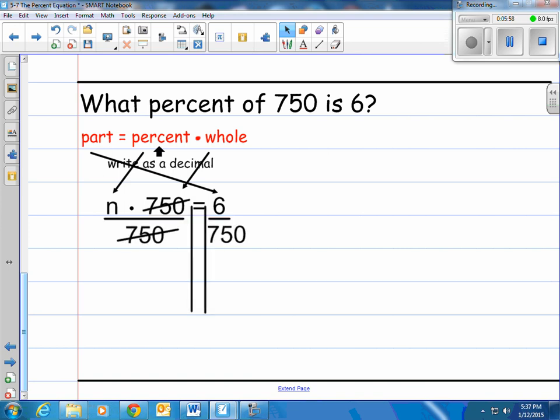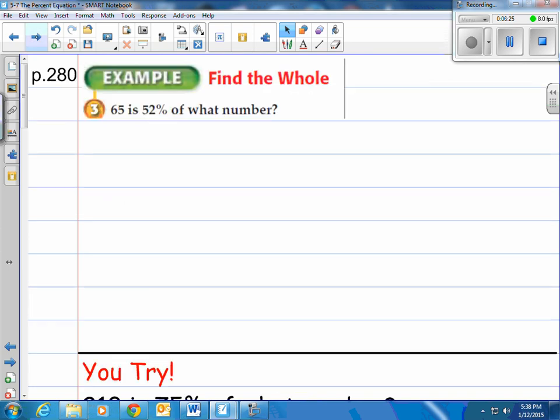And then, of course, we have 0.008. We are looking for the percent, so we have to move it over 2 spots, and we have 0.8%. So we would say 0.8% of 750 is 6. That's how we would say it correctly. It's all about getting the pieces in the right place in the formula, and then it's simple from there.